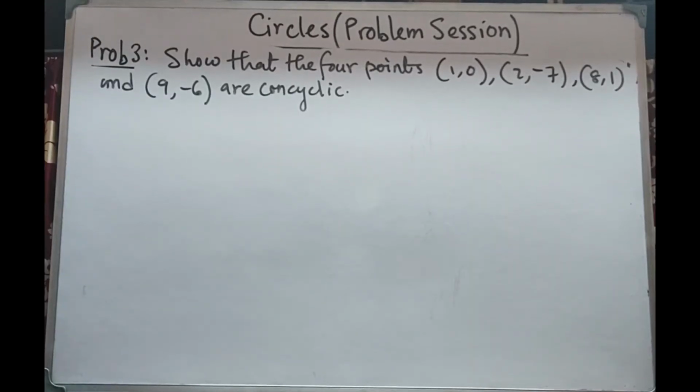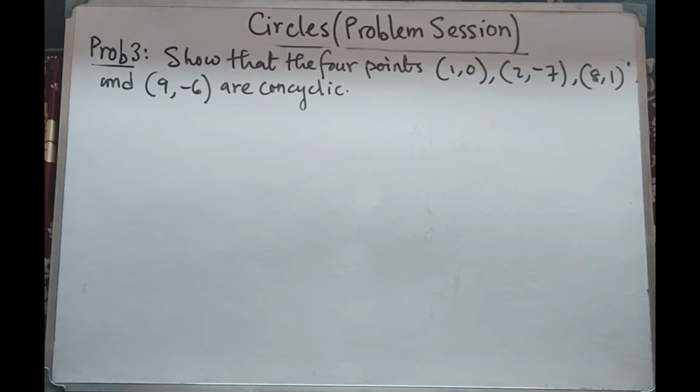Now, before going to the next problem, let me just show you one problem which is very much similar to the previous one, that is the non-collinear point. Three non-collinear points are always concyclic. That problem actually. So this is a variant of that problem. What is it saying here? It is saying that show that the 4 points 1, 0, 2, minus 7, 8, 1 and 9, minus 6 are concyclic. Concyclic means they are lying on the same circle.